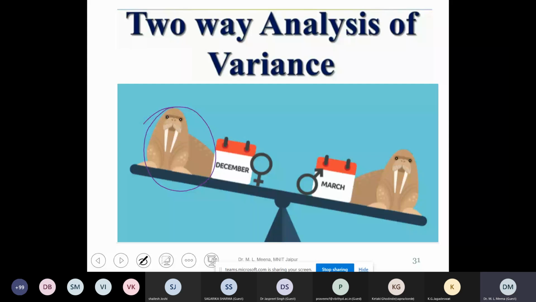The two-way ANOVA therefore examines the effect of two factors, first month and second gender, on a dependent variable, in this case, weight. Weight changes according to month, weight changes according to gender. We check this. And it also examines whether the two factors affect each other to influence the continuous variable.